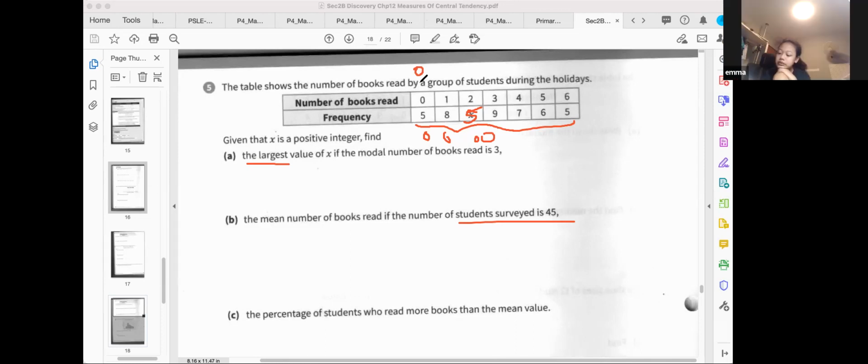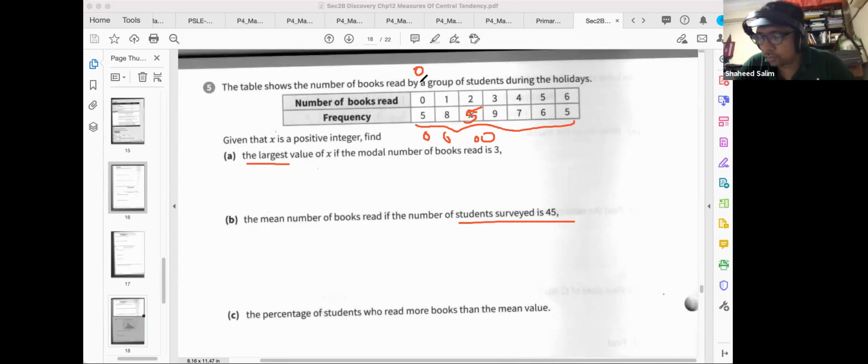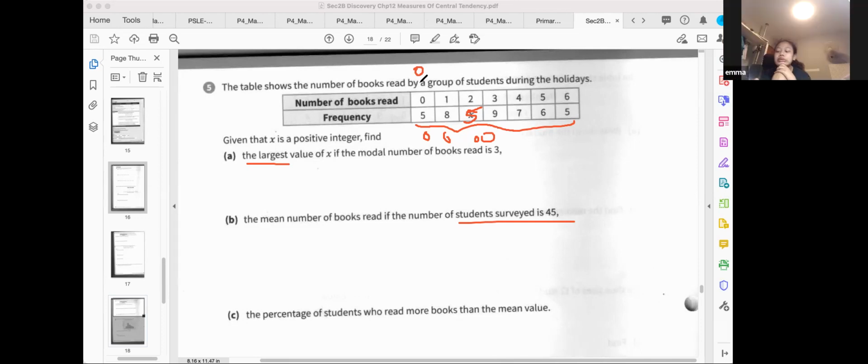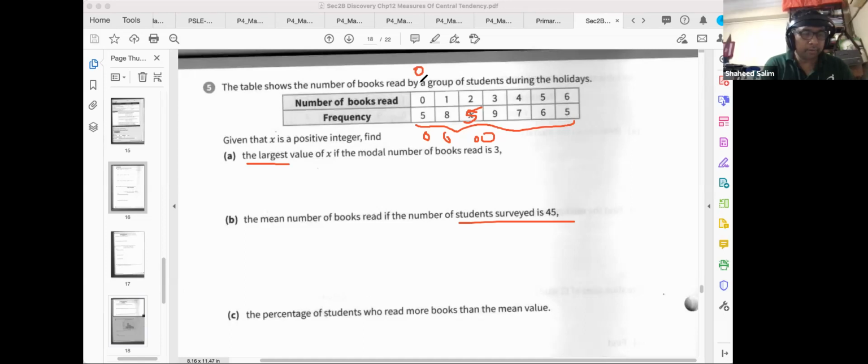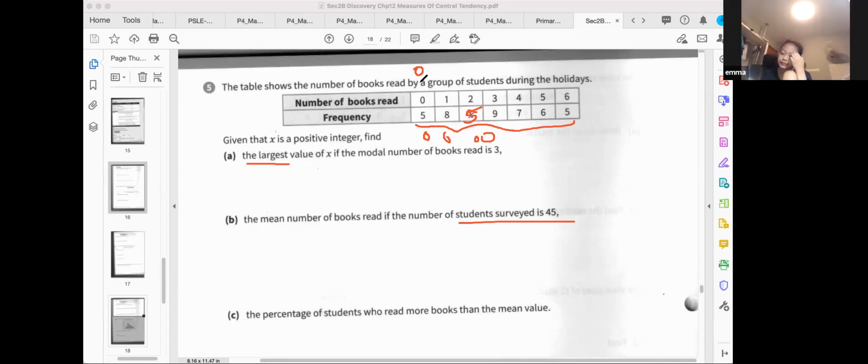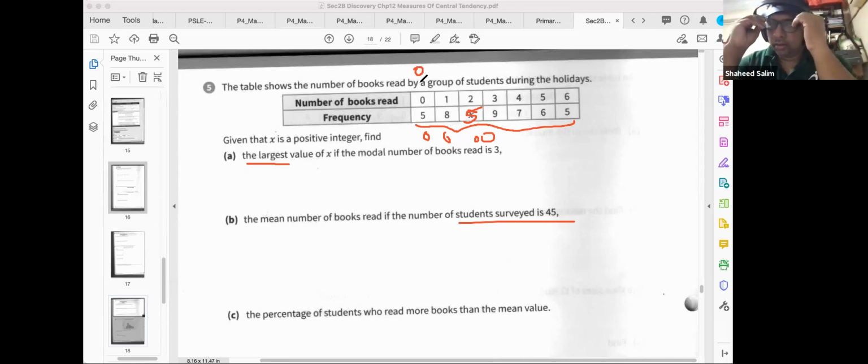And your answer is 2.2... 10. Wait, no, 3. 2 point, are you sure? 2.10. 133 divided by 45, right? 2.96. Oh, yeah. Okay, yeah. Okay, so sorry for the glitch.